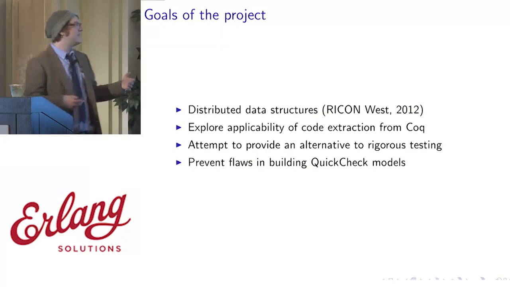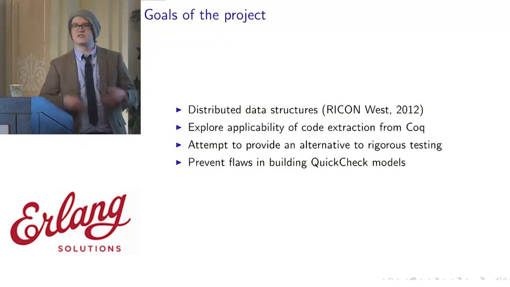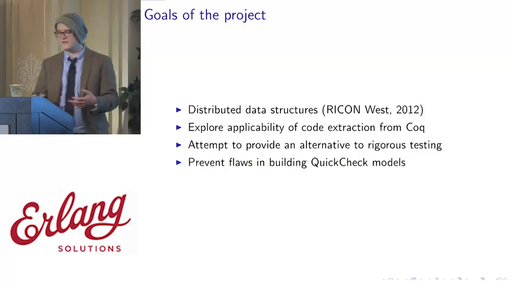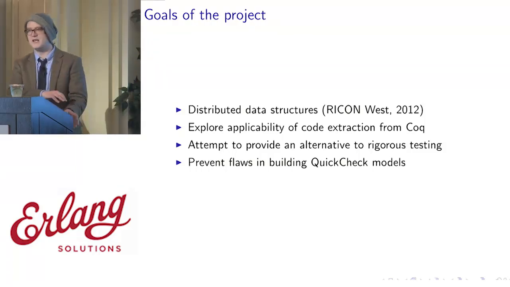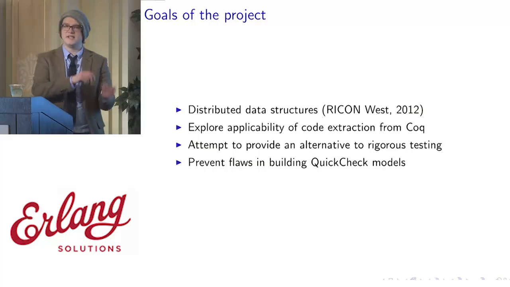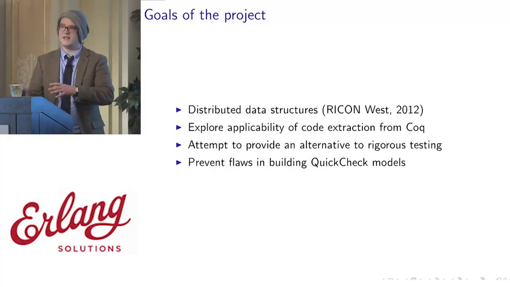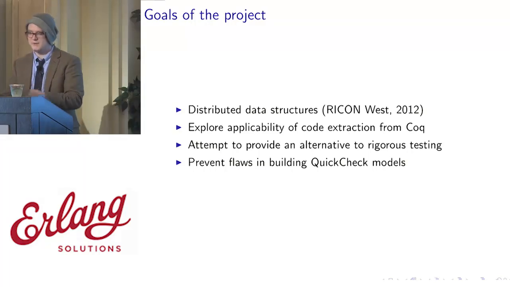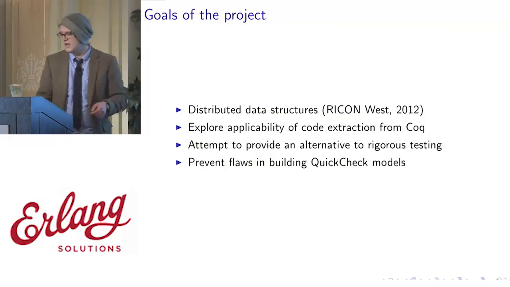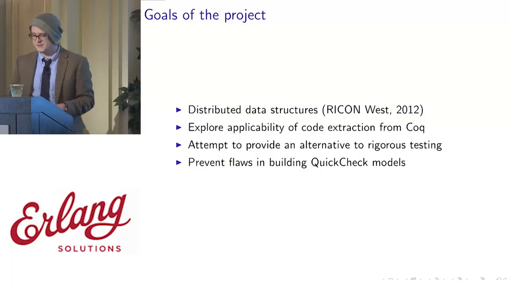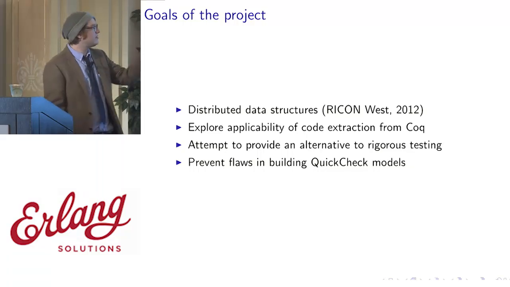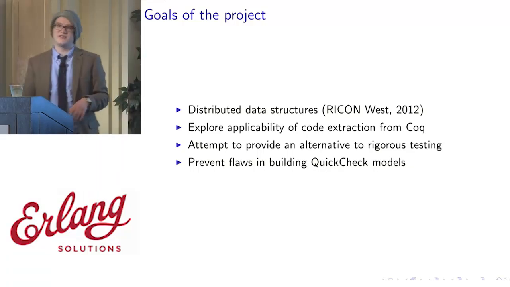So the general idea is we want to explore the applicability of extracting code from Coq. The proof assistant itself has its own dependently typed functional programming language. It also has the ability to take the code that you write and extract that code out into either OCaml, Haskell, or Scheme, and we're going to talk about Core Erlang, which is what somebody has an experimental project that allows them to do. And the whole goal is to provide this alternative to rigorous testing, right?